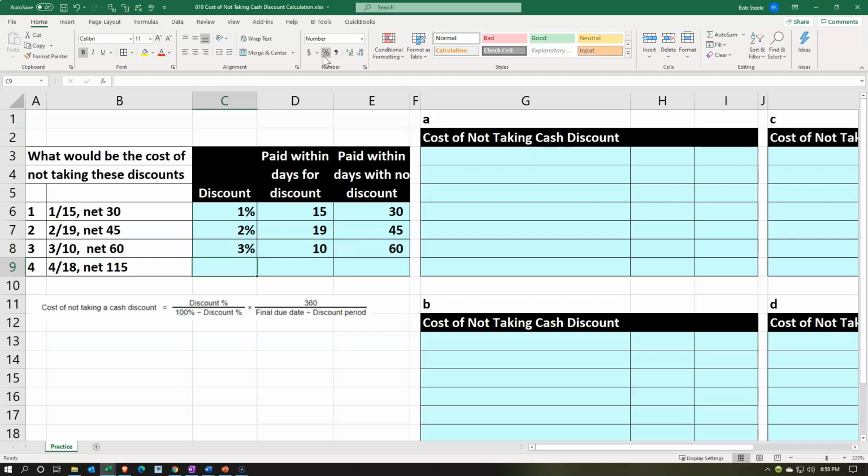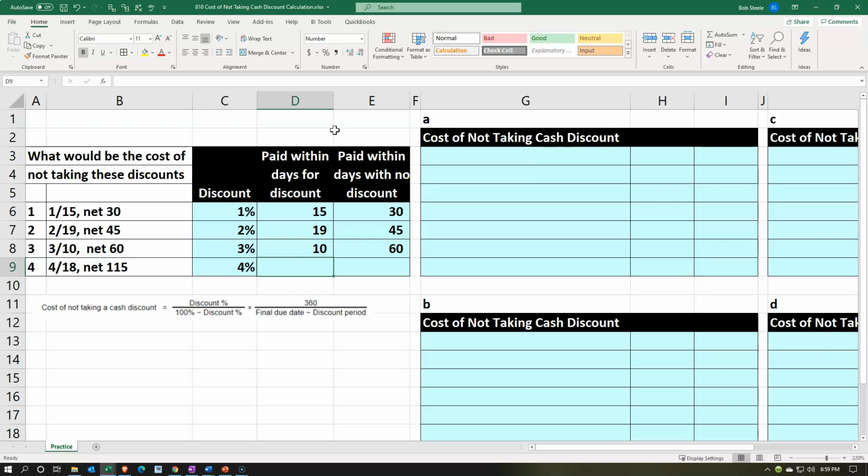And then 4/18 net 1/15 would be 4%. This is getting pretty high for a cash discount. Home tab, number group, percent. So again, this isn't like a retail store discount. This is a cash discount. 4% is probably at the upper border of what you will see with a cash discount.